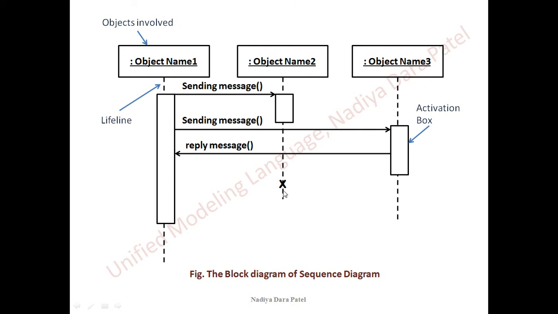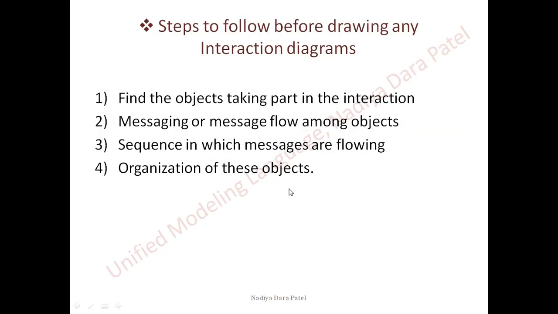Now one thing which you can see is a small cross mark here, or an X. This indicates the termination. Say for example, an object can get terminated before receiving a message. There can be a possibility that it is an object in our system, but there can be a case that before coming into interaction it can get deactivated. In such case, you have to place a cross or an X over it. Now once you have understood the block diagram, let us go through our example. But before directly jumping to the example, let us follow some steps.